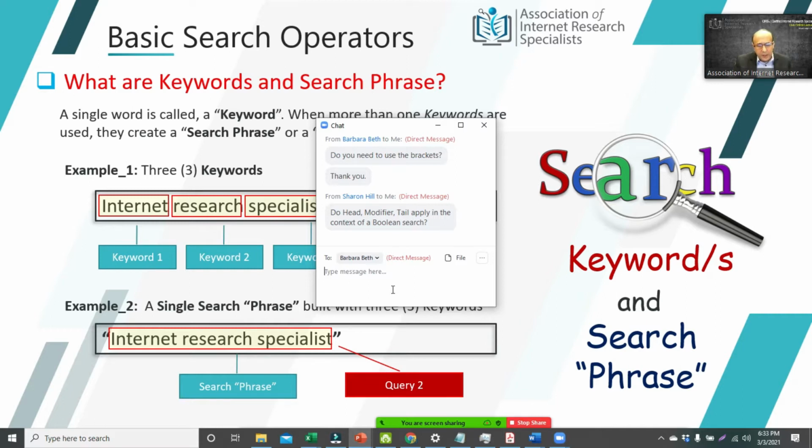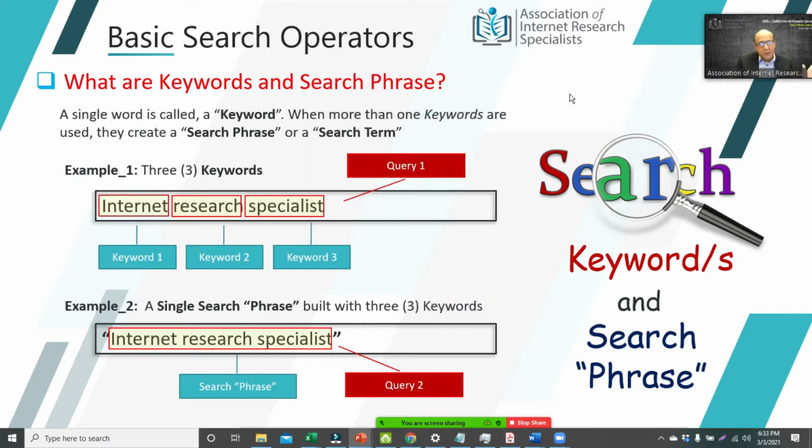Do head, modifier, and tail apply in the context of Boolean search? Yes. First of all, the head, modifier, and tail are basically dealing with one search term, and not a single keyword. Whenever we are creating a longer search phrase with multiple words in it, you do need to have the head, the modifier, and the tail identified, because those are the primary or secondary keywords that are identified as the preferred search phrases to find something.